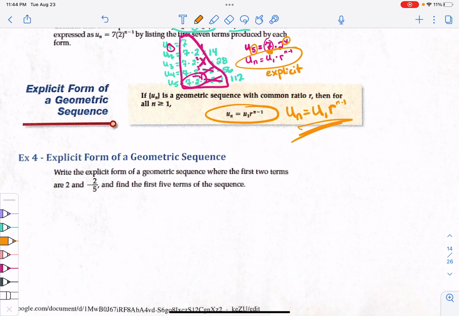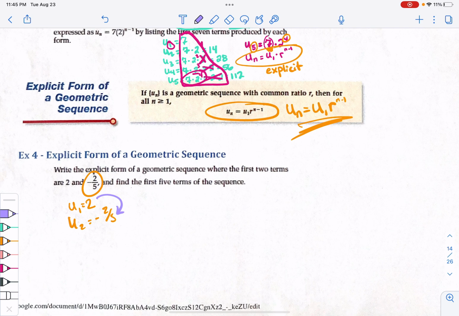All right, example 4. Write the explicit form of a geometric sequence where the first two terms are 2 and negative 2/5. Okay, so u sub 1 is 2, and u sub 2 is negative 2/5. So I have to be multiplying by something to get from 2 to negative 2/5. How do I get from 2 to negative 2/5? Some of you can figure this out, but I'm multiplying by negative 1/5, right? 2 times negative 1/5 is negative 2/5.